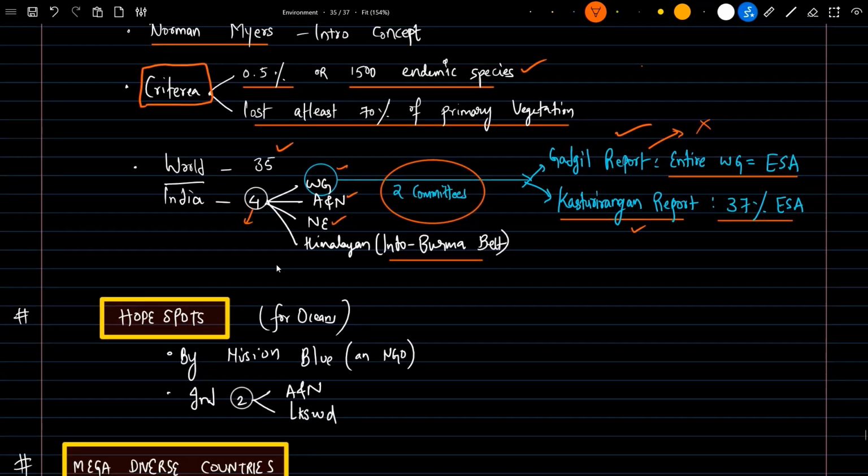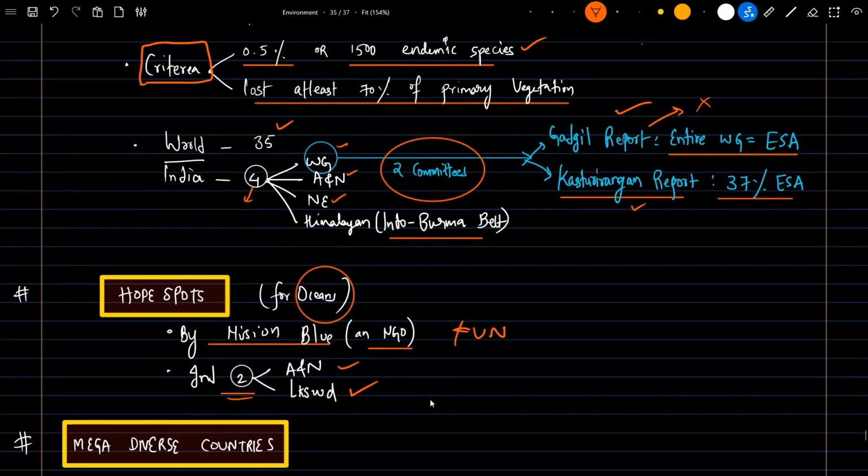Next, coming to hotspots, which is similar to biodiversity hotspots, but for oceans. It is given by Mission Blue, which is an NGO. It is not anything related to the UN. India has 2 hotspots: one is Andaman Nicobar and the other is Lakshadweep.